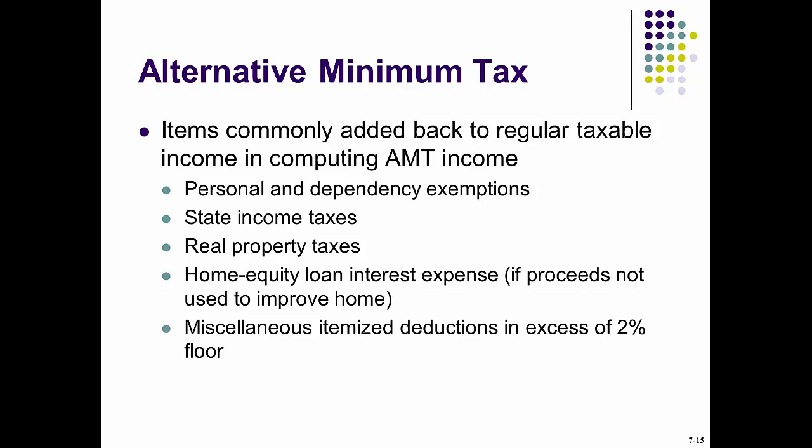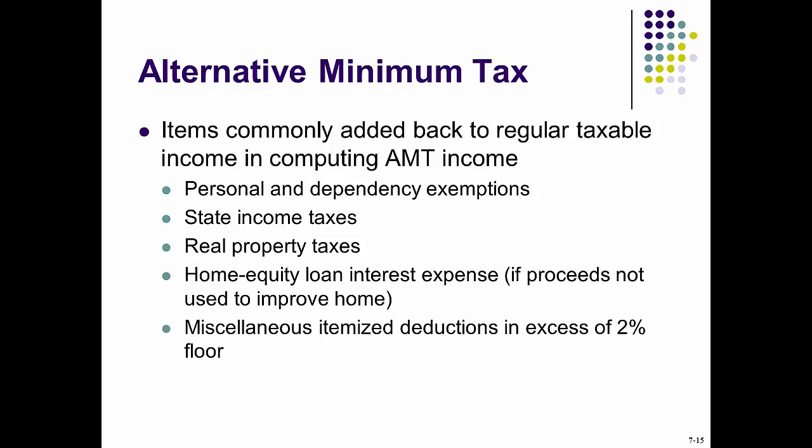And here are some of the adjustments. Plus adjustments. Number one, personal and dependency exemptions. Tax-exempt interest from private activity bonds, except for anything that was issued in 2009 and 2010. Number two, state income or sales tax. Number three, real property and personal property taxes deducted as itemized deductions. Number four, home equity interest expense. And finally, number five, miscellaneous itemized deductions in excess of the 2% floor. These items that we mentioned will be the plus adjustments, so we will add them.